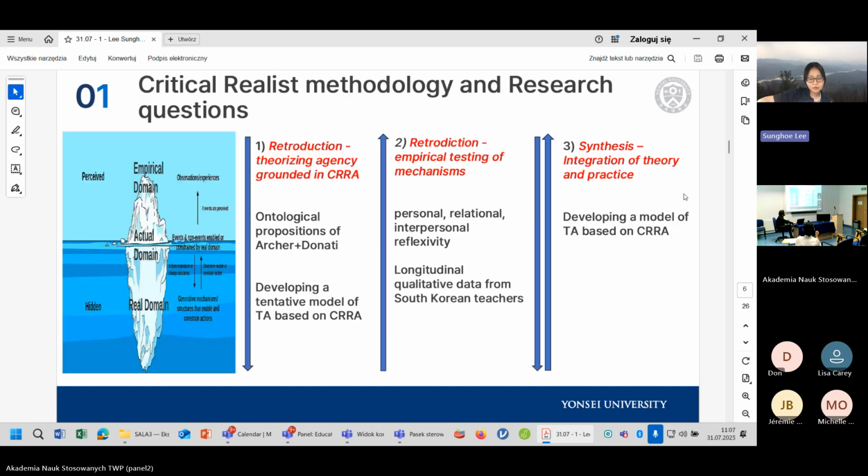To develop the model, the study followed the critical realist methodology. Stage 1 is retroduction, moving from the empirical to the real, asking what entities and powers must exist for teacher agency to emerge. We critically examined ontological propositions from Archer and Donati, then drafted a tentative model of teacher agency based on CRRA. During retroduction, we shift from the real to the empirical domain by testing our hypothesized mechanisms, relational, personal, and the empirically identified interpersonal reflexivity, against longitudinal data from South Korean teachers. This step demonstrates that the three forms of reflexivity are both empirically observable and analytically distinct. Stage 3 is a synthesis, integrating theoretical insights with empirical evidence to refine the model.